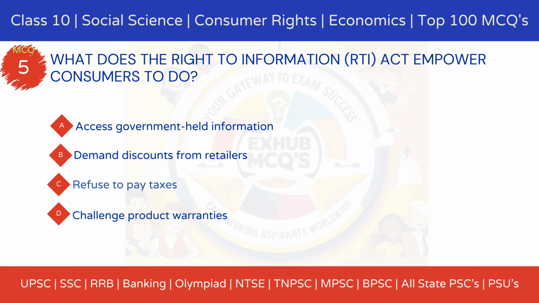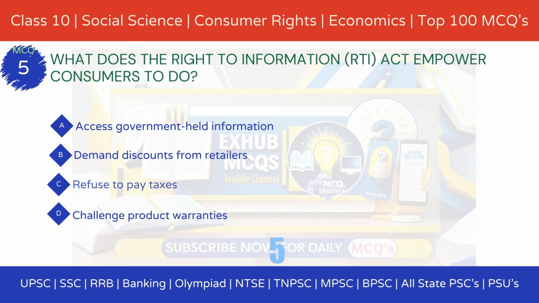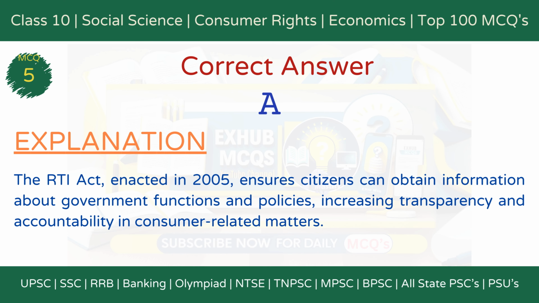MCQ 5. What does the Right to Information, RTI Act empower consumers to do? Option A, access government-held information. Option B, demand discounts from retailers. Option C, refuse to pay taxes. Option D, challenge product warranties. The correct answer is option A, access government-held information.